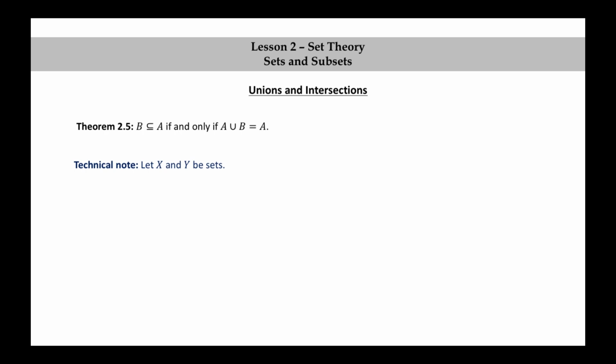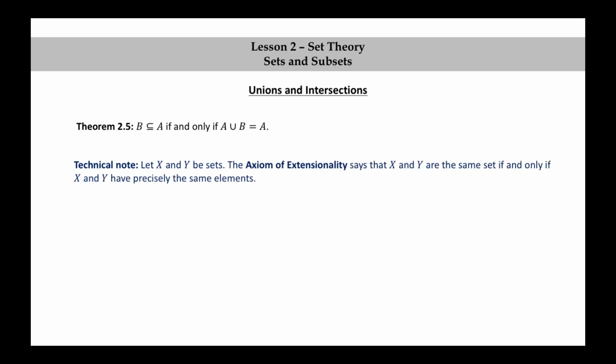Let X and Y be sets. The axiom of extensionality says that X and Y are the same set if and only if X and Y have precisely the same elements. In other words, X is equal to Y if and only if, for all x, x is in X if and only if x is in Y.